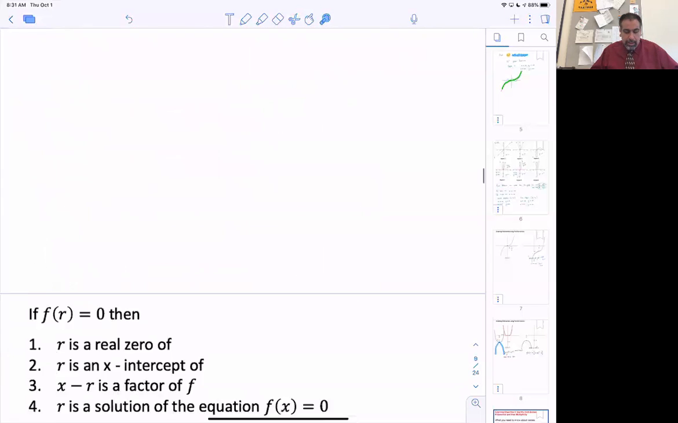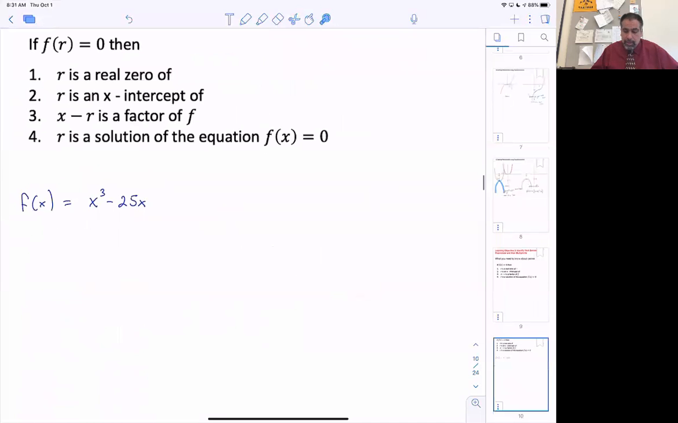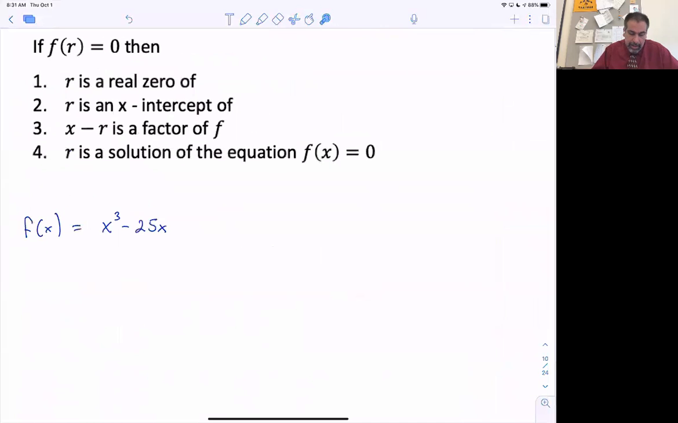So let's just look at how we can think about this in an example so you can see some real math going on here. In this example, I've got f of x equals x cubed minus 25x. I could go and I could solve this, and what I would find out is that x is going to be equal to 5, -5, or 0, okay? You could factor, you could solve that.